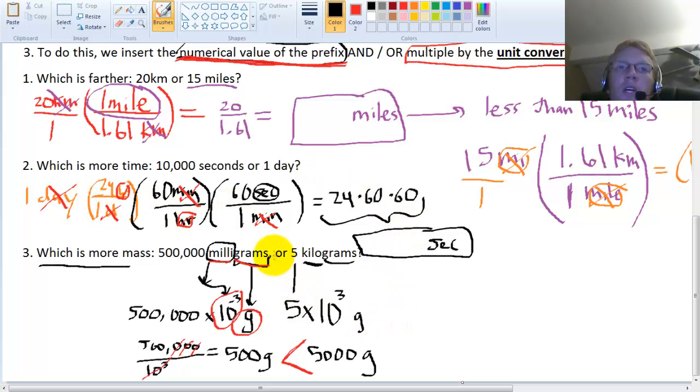And the other important and easier way that you can use unit conversions is with metric prefixes. You can literally replace the metric prefix with its numerical value. So you need to memorize that milli is 10 to the negative third, kilo is 10 to the positive third, and all the other similar values.